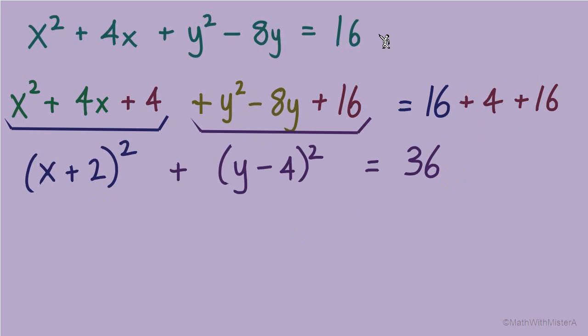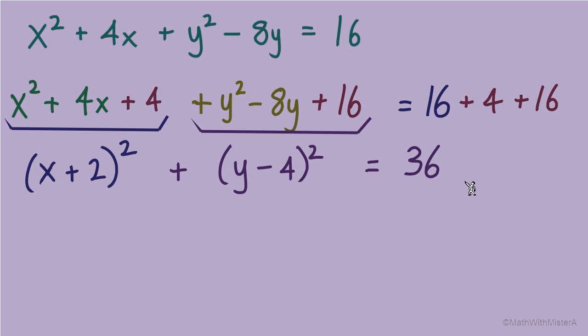So if you looked at this problem initially and saw the 16 and thought we must have a circle with a radius of 4, you can see now that that would have been a mistake. We really cannot identify the radius or the coordinates of the center until we have it in this standard form.